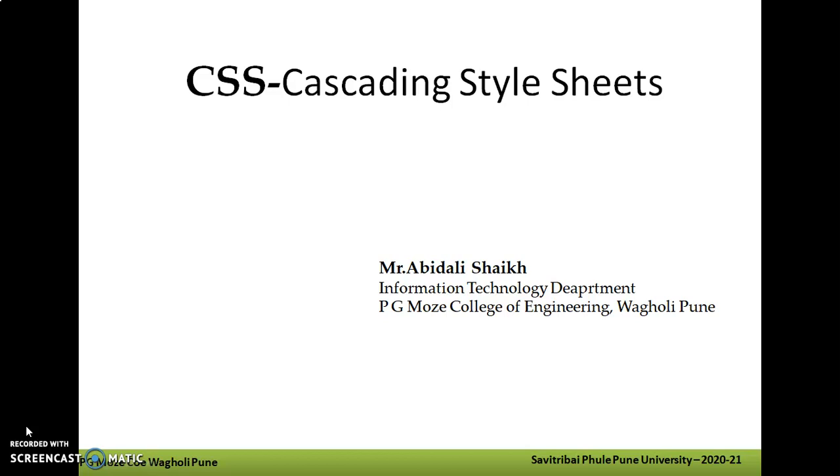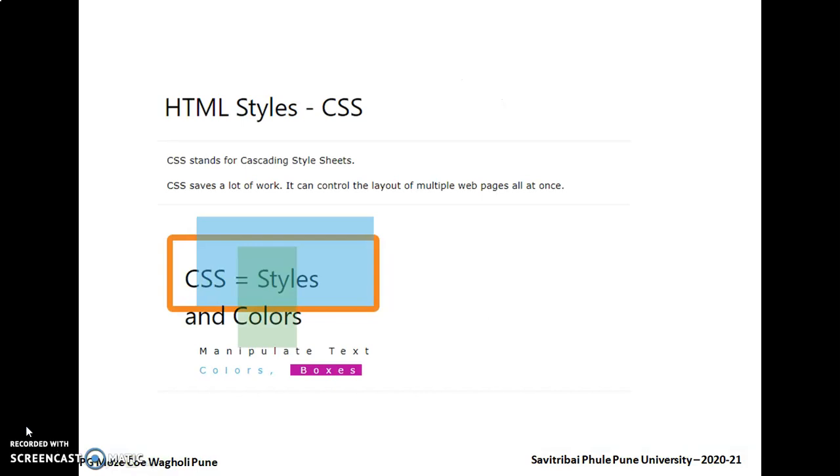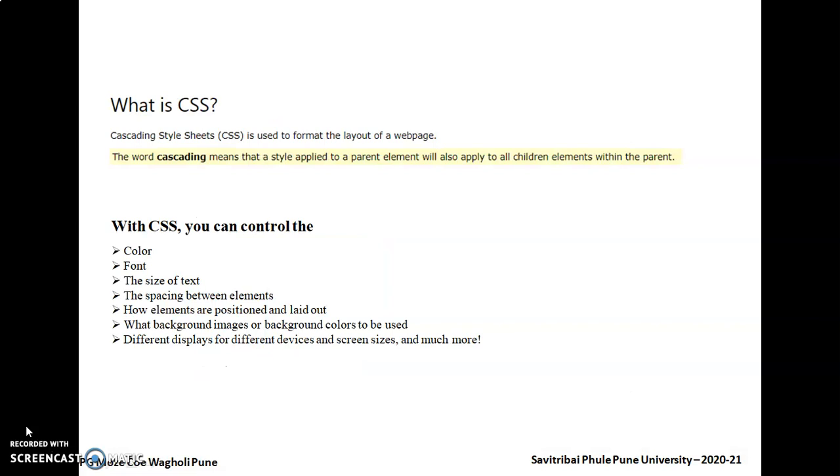Today we are going to see Cascading Style Sheet (CSS) in HTML. CSS, the long form of CSS, is Cascading Style Sheet. CSS is used to control how we can style multiple web pages at a time. What is CSS? CSS is used to format the layout of our web pages. And the meaning of cascading is that when a style is applied to any parent element, all the style is automatically applied to the children elements within the parent.